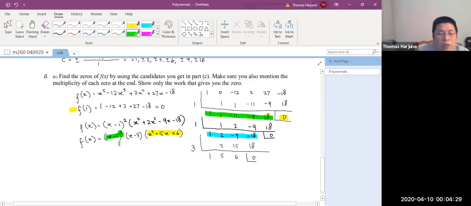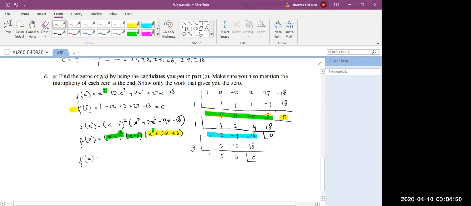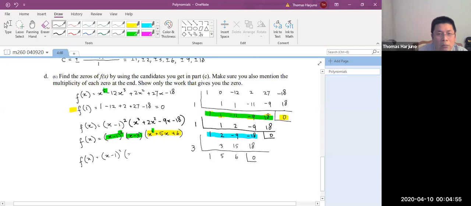1 with multiplicity of 2, and 3. So far we have 3 positive zeros. I use those 3 positive zeros to reduce the degree of 5, and it becomes degree 2. Then, what do I do from here? You can factor. Yeah, just factor them. You don't need to use synthetic division anymore. You can, but why would you want to work so hard? Right? You can factor it here.